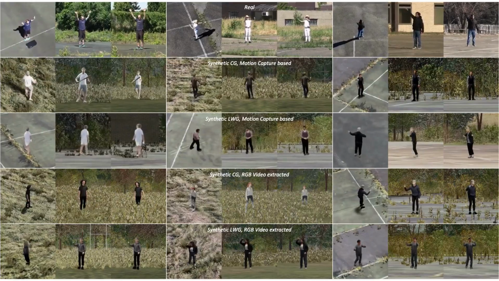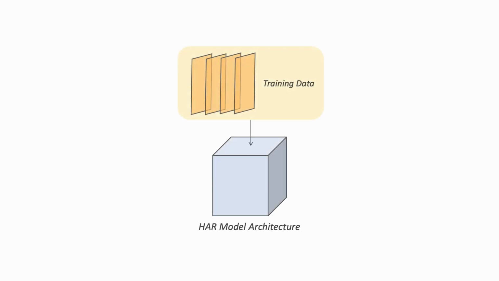Our paper presents a dataset suite with 5 different types, 11 actions, 3 synchronized views, 3 environments, and 2 visual domains, synthetic and real. Human activity recognition, also known as HAR, is a task of identifying activities from video data with human motions. The HAR task involves 2 major components, which are the HAR model architecture and the training data. The goal of the HAR task is to classify the input video with the correct action label.